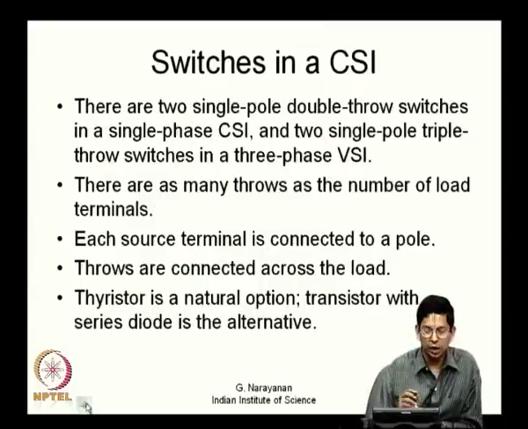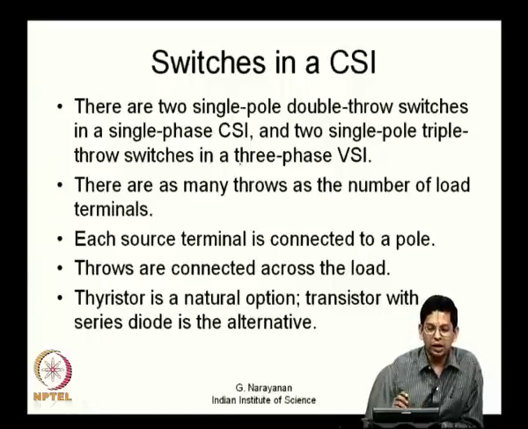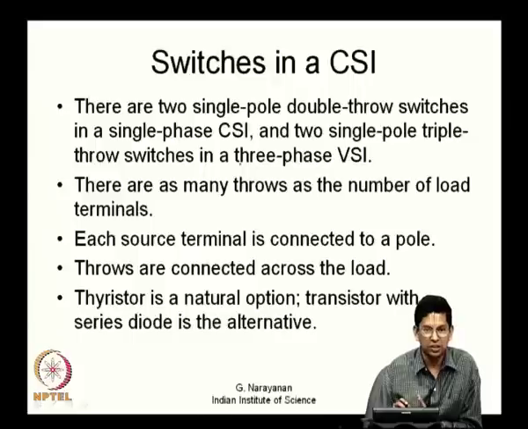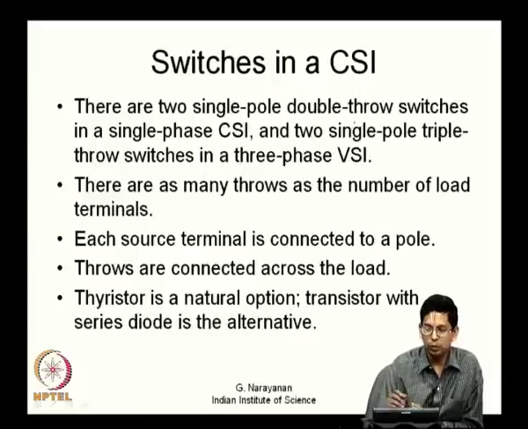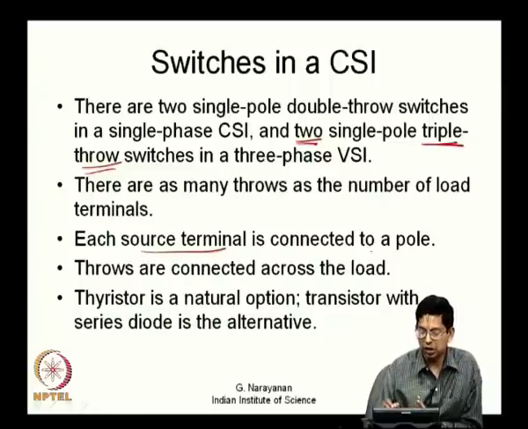On the other hand, if you look at a current source inverter, you still need only 2 switches. A single phase inverter requires 2 single pole double throw switches. If you go for a 3 phase inverter, you still have only 2, but you need triple throw switches, because each source terminal is connected to a pole and the throws are connected across the load. The load has 3 terminals and you have 3 throws here.